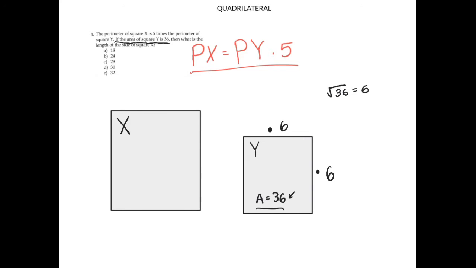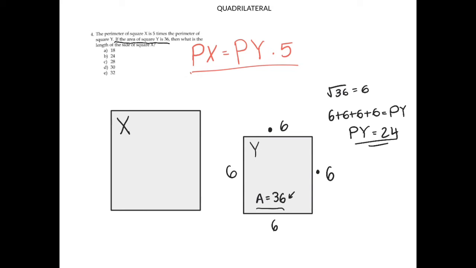Let's find the perimeter of square y. So 6, 6, 6, and 6. Since this is a square, every side length is of equal distance. Now that we've got all our side lengths, let's add these together. 6 plus 6 plus 6 plus 6 is equal to Py, our perimeter of y, which means the perimeter of the y square is equal to 24.